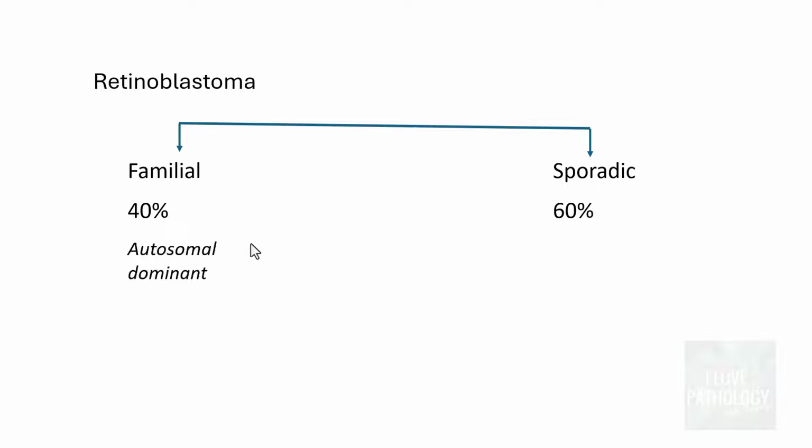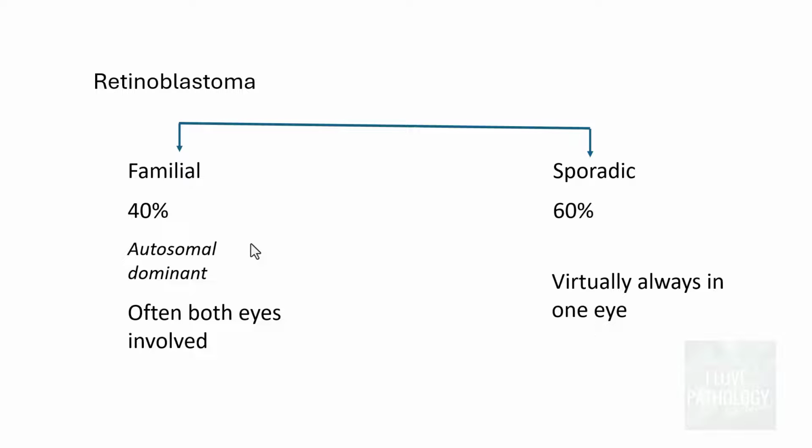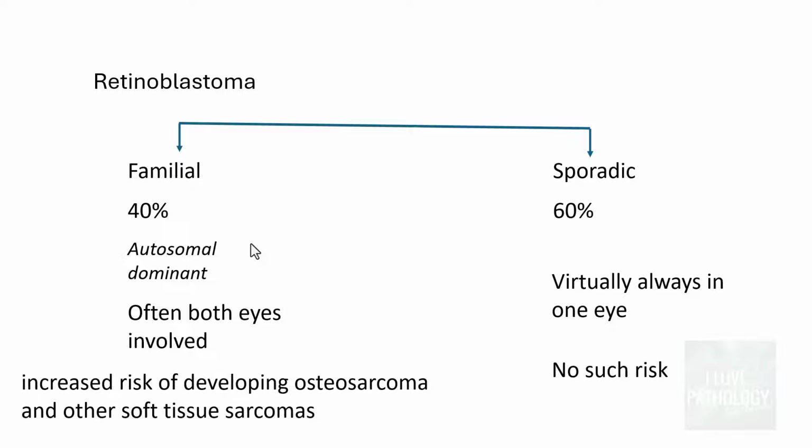Familial is transmitted as autosomal dominant. In these cases, often both eyes are involved, whereas sporadic cases are virtually always in a single eye. Familial cases are at increased risk of developing osteosarcoma and other soft tissue sarcomas, whereas there is no such risk in sporadic cases of retinoblastoma. So, to understand retinoblastoma, let us see what is the underlying gene involved.